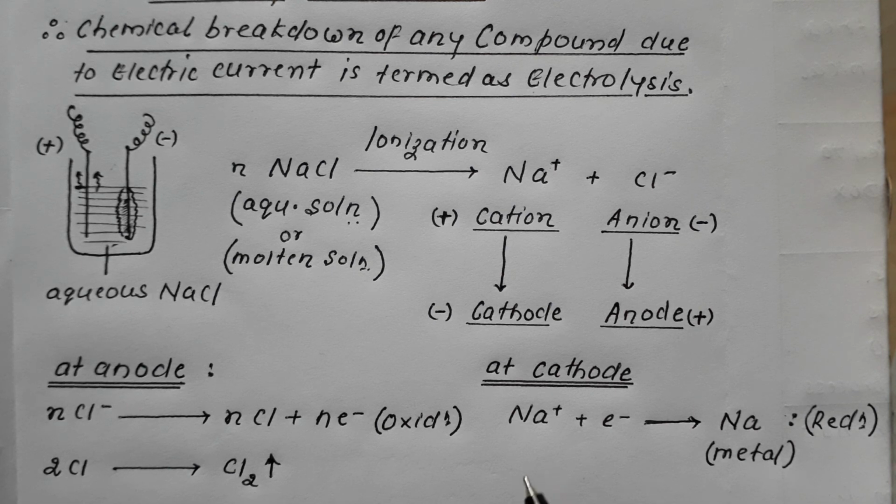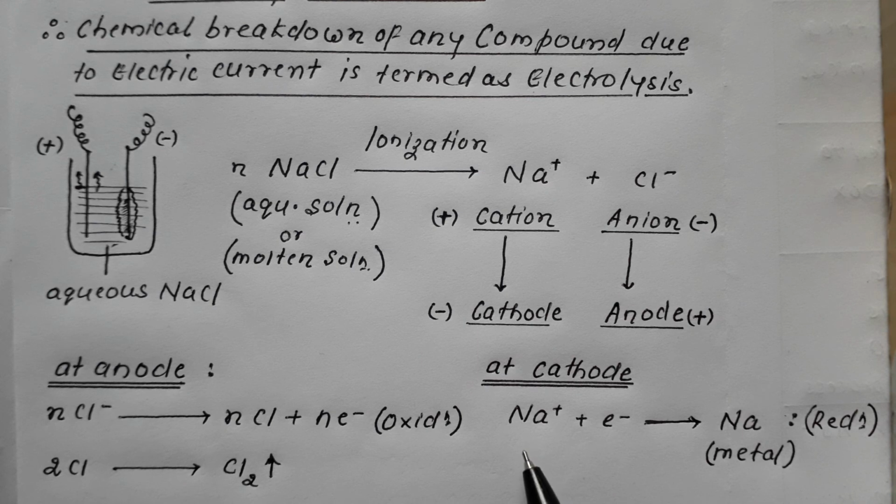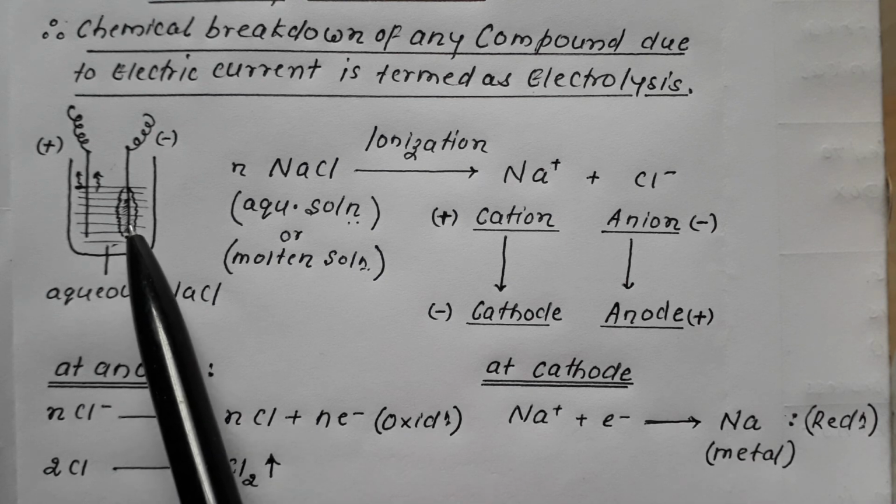What happens at the cathode? At the cathode, sodium ion reaches the cathode. Over there it gains an electron and converts into sodium metal. Gain of electron is termed as reduction, and this metal gets deposited at the cathode.